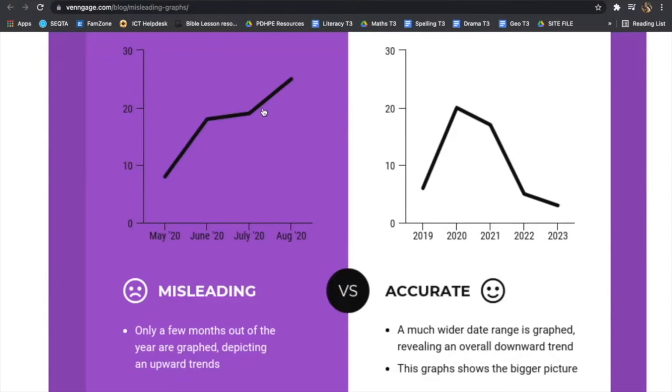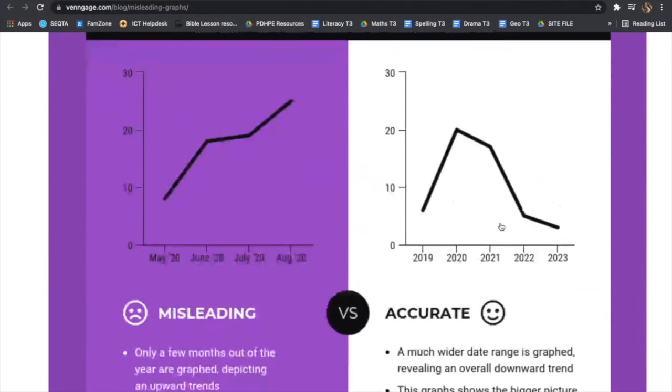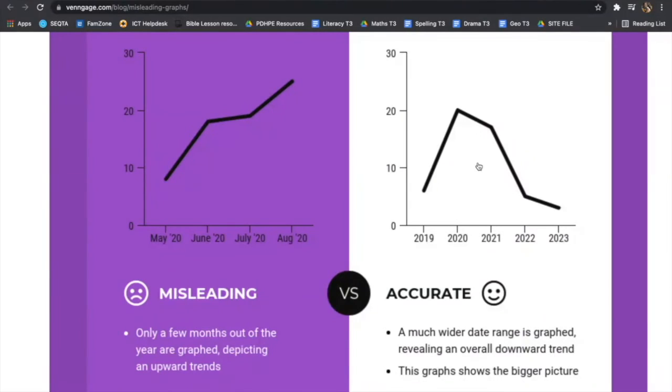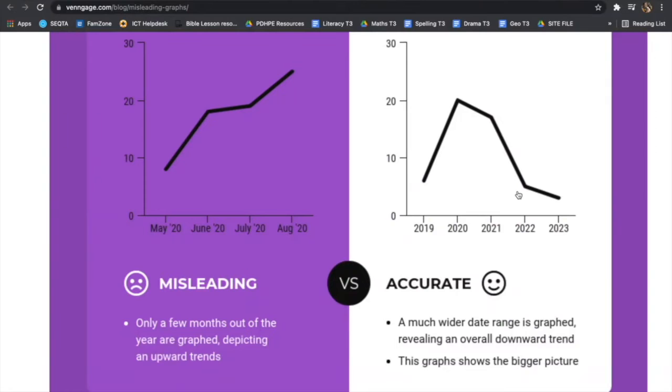This is our accurate graph. Now, they both have the same scale from 0 to 30, but this graph has given us information over many years. We've got 2019 all the way to 2023, and would you look at that, it does climb just like this one does in the year 2020, but then it goes significantly downwards after that because we've included more data. We haven't cherry picked the data. We've been honest with our information and we've included more information over many years. The more data you include, the more accurate your graph is.